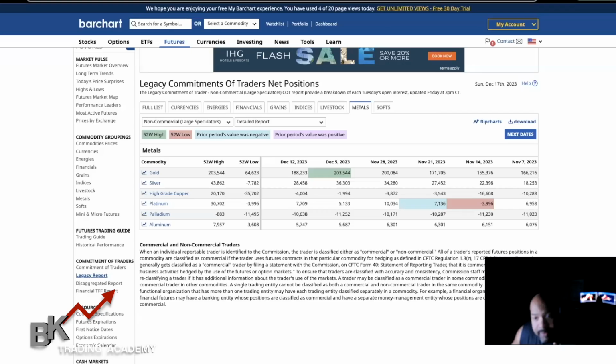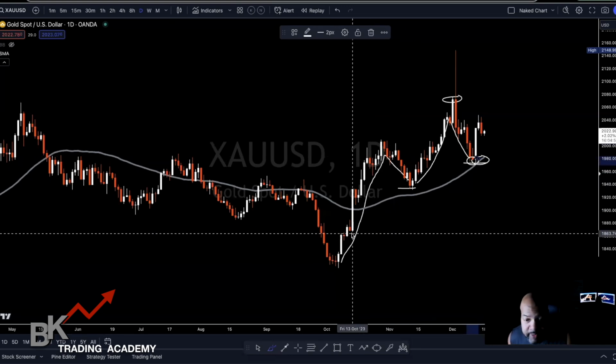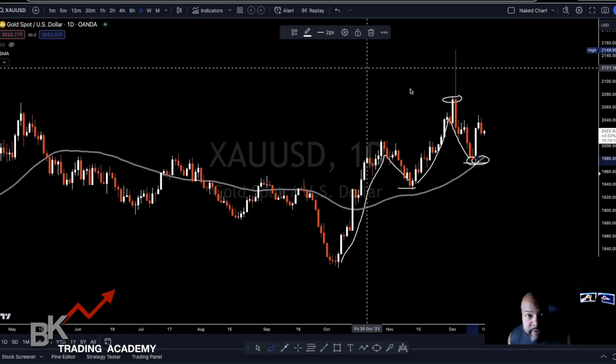So let's go to the commitment of traders right here. I'm looking at gold metal here, and I'm looking at the detailed report. So we want to look at the trend here. So we can see that November 7th of 2023, the big banks had over 166,000 contracts for a buy. And then they decreased it November 14th. So price started to pull back. And then they started increasing their longs week after week after week. And that is why we see this rise here since October and November.